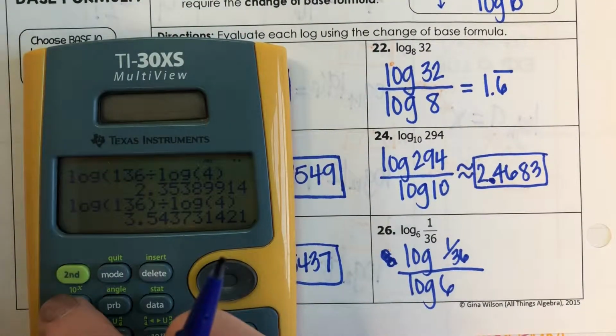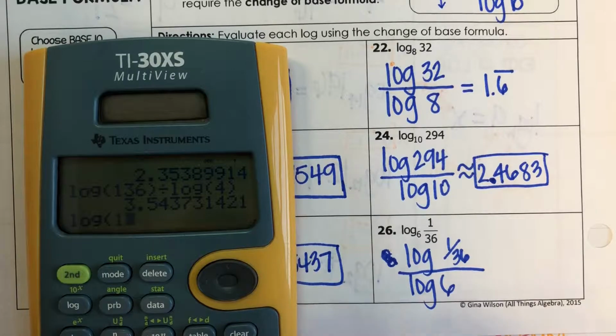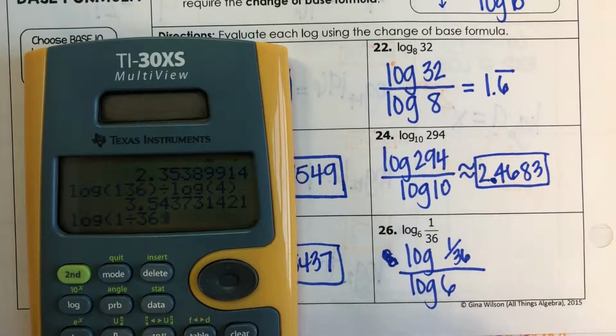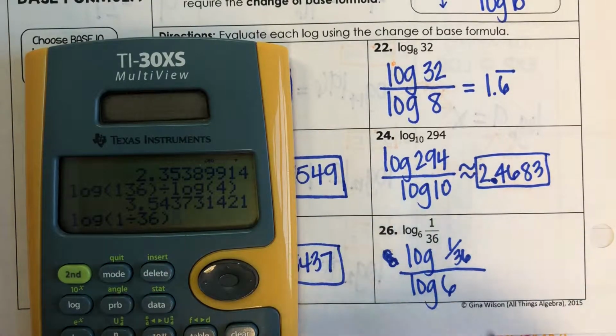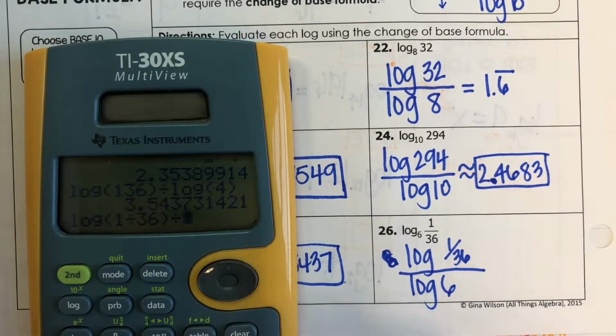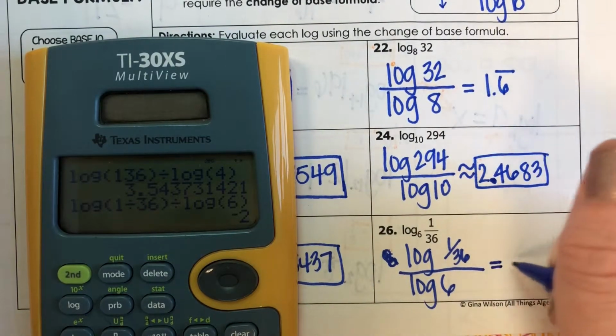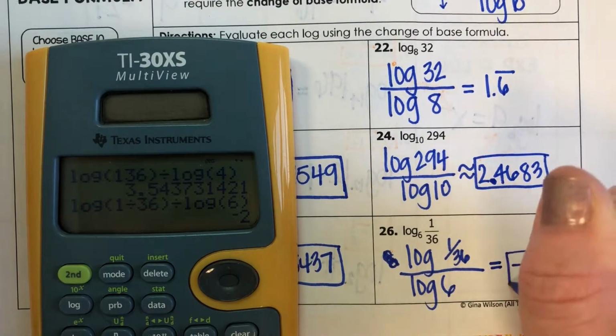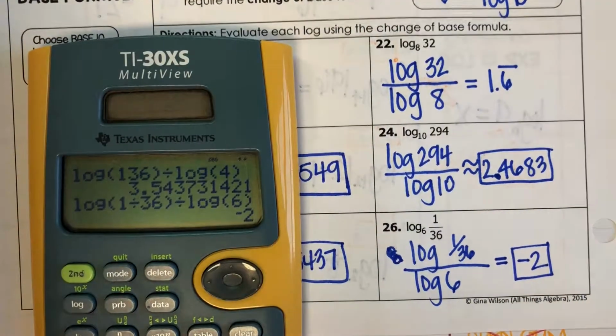And then here, for the last one, I'm going to do log of 136, just 1 divided by 36. I'm going to close off my parentheses and divide it by log 6. And that gives me -2. That gave me a pretty number.